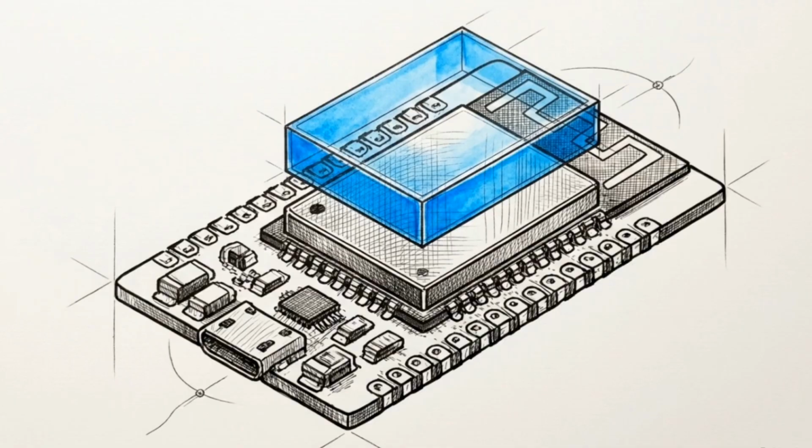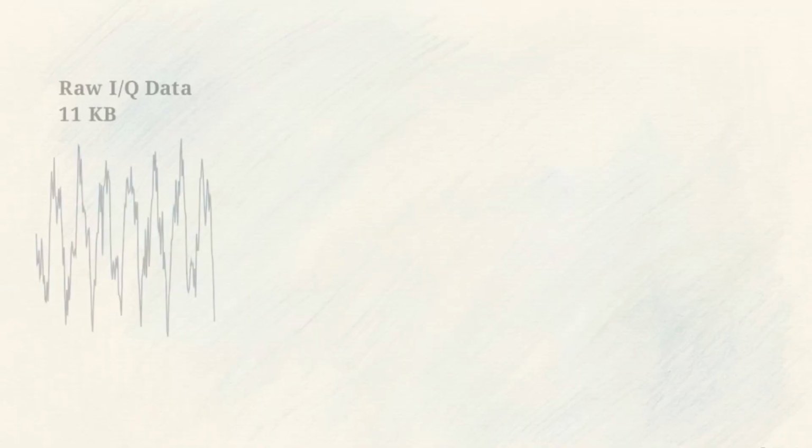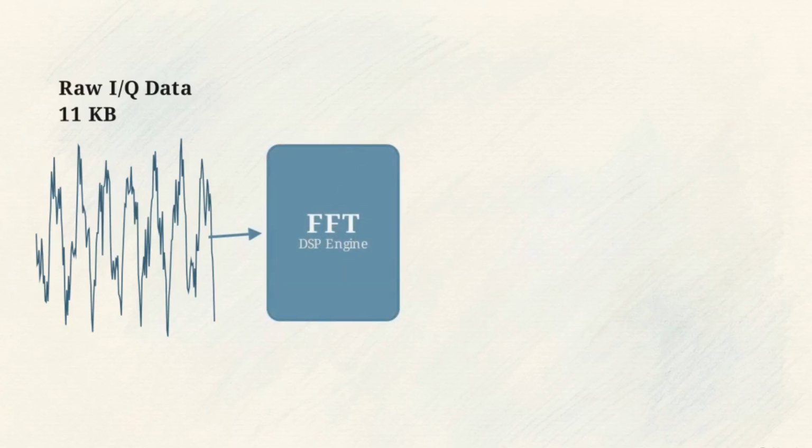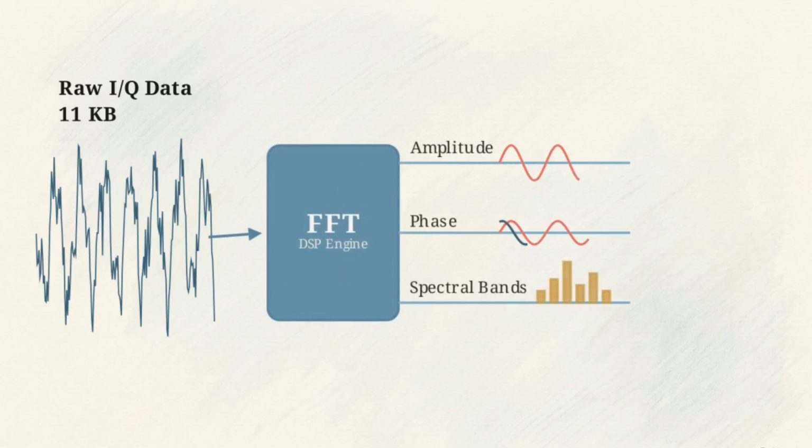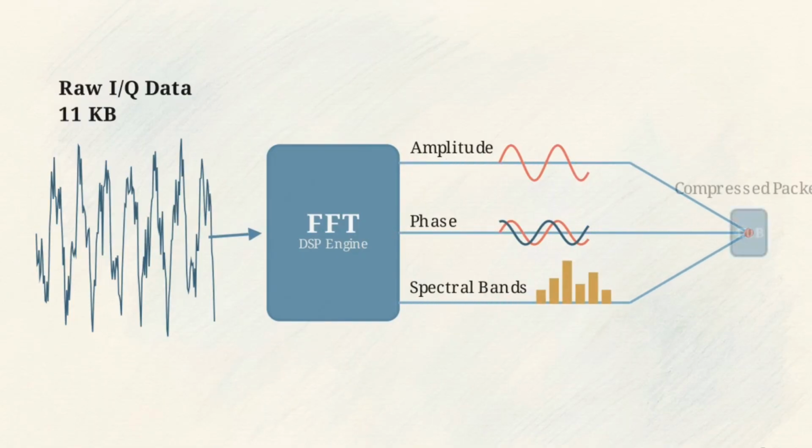Once the ESP32-S3 captures the frame, it runs an on-device feature extraction phase powered by the Espressif DSP library. This phase applies a fast Fourier transform, or FFT. As this diagram shows, the FFT translates the heavy, raw IQ data, separating it into distinct amplitude, phase, and spectral frequency bands. This mathematical transformation compresses the data at the source. The 11 kilobyte raw frame is reduced to a uniform 470 byte binary packet.